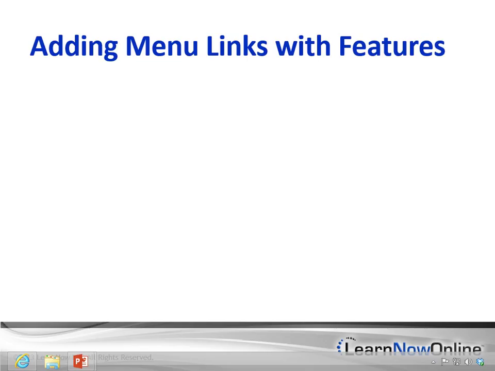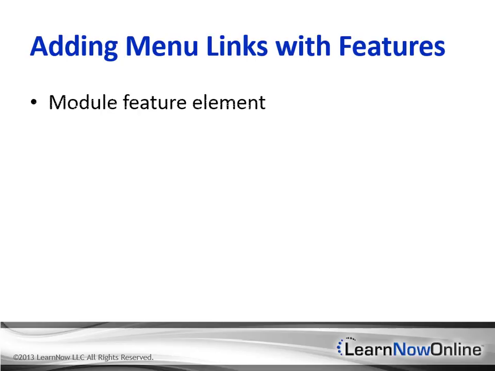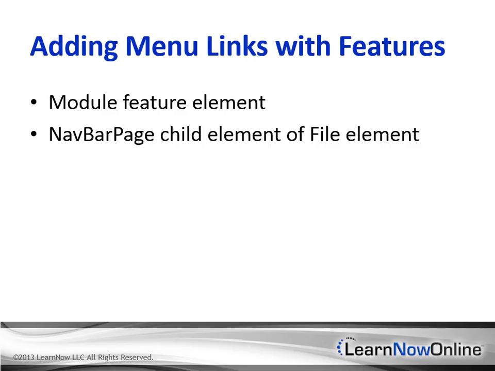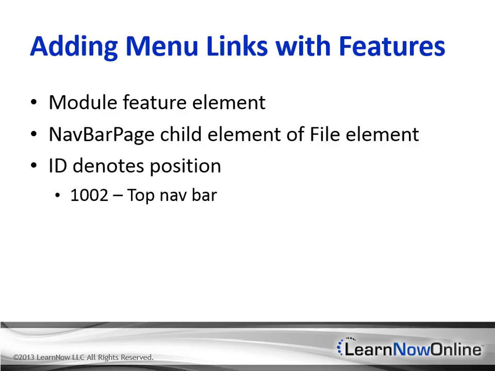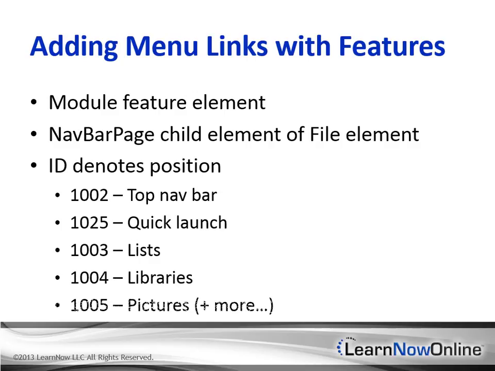So another way we can add menu links is using features. This will be using CAML, or Collaborative Application Markup Language, and it gives us the ability to add menu items declaratively instead of using code, using the module feature element. When we do that, we have to use the navbar child element of the file element, and then the ID denotes the position of where it's going to go on the menu. So if it's 1002, that means top navbar. 1025 will be quick launch, and then 1003 lists, 1004 libraries, 1005 pictures, and then there are others which you can look up.